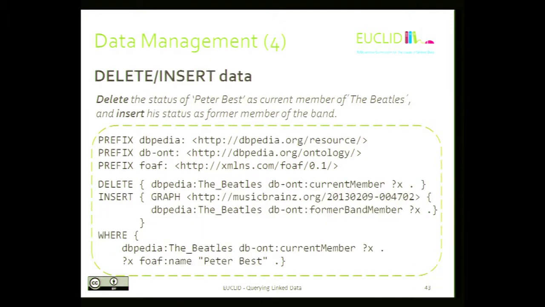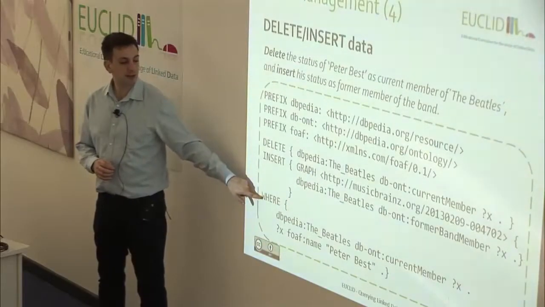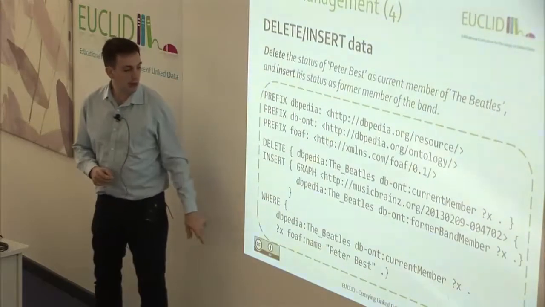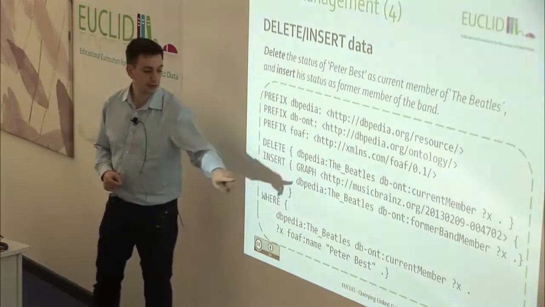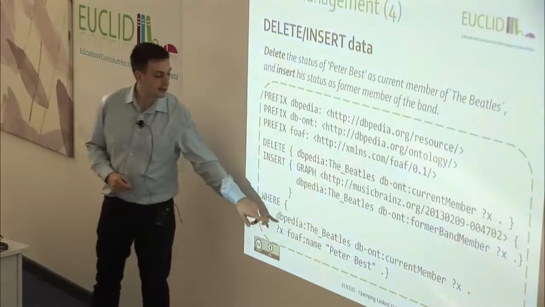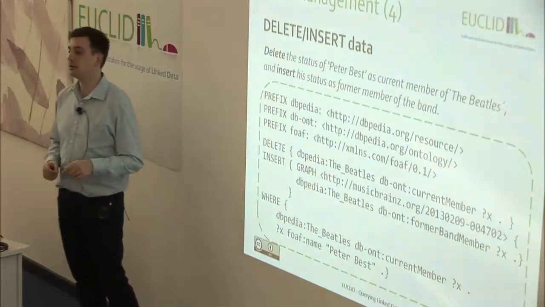Okay, so we can also combine where with insert, and we can do two things at the same time. We can have a where clause to look in the data set to see what we want to manipulate, and both do a delete and then an insert. Okay, so here, read the where part first. So we're looking for bindings where the current member, according to the DBpedia ontology of the Beatles, is bound to X, and that X is constrained that the name has to be Peter Best.